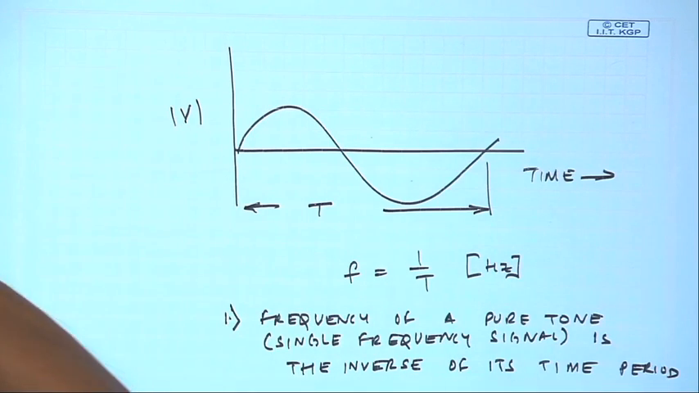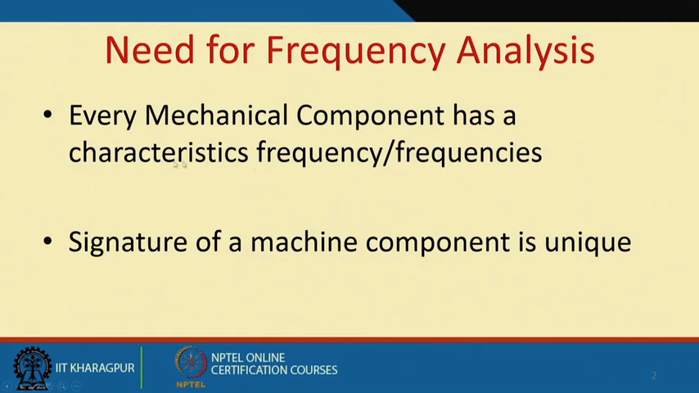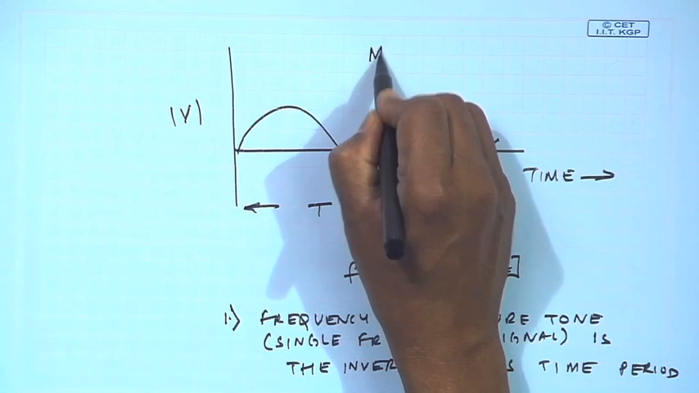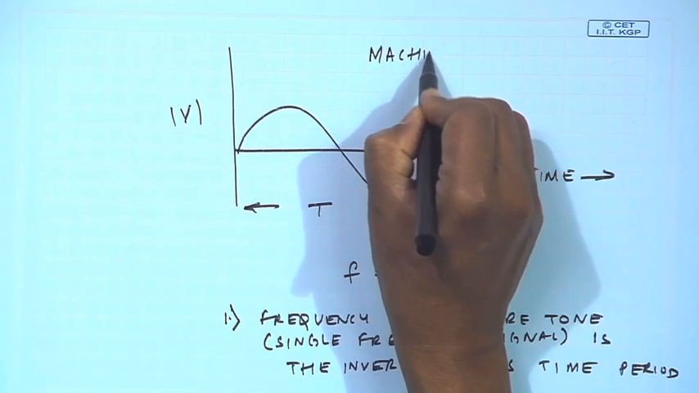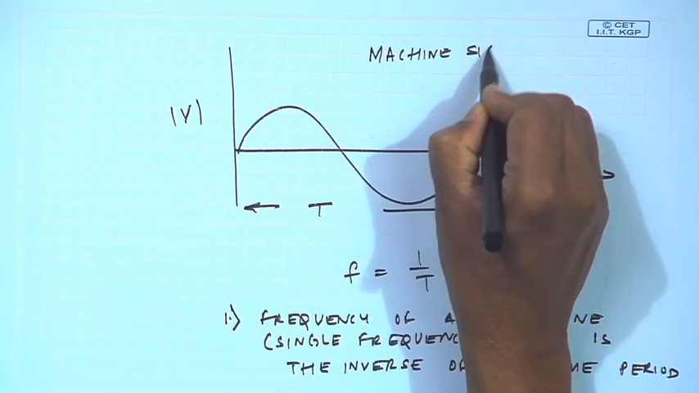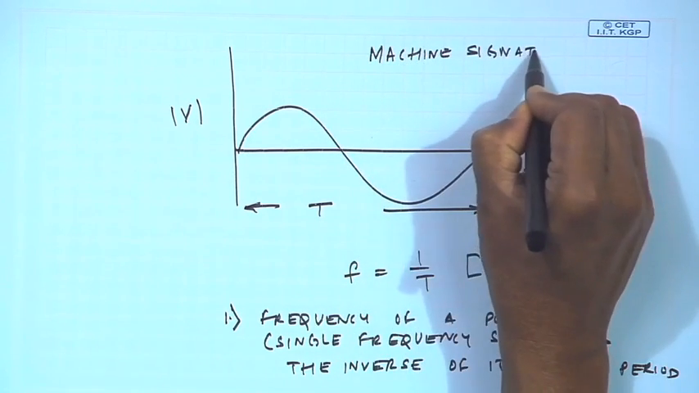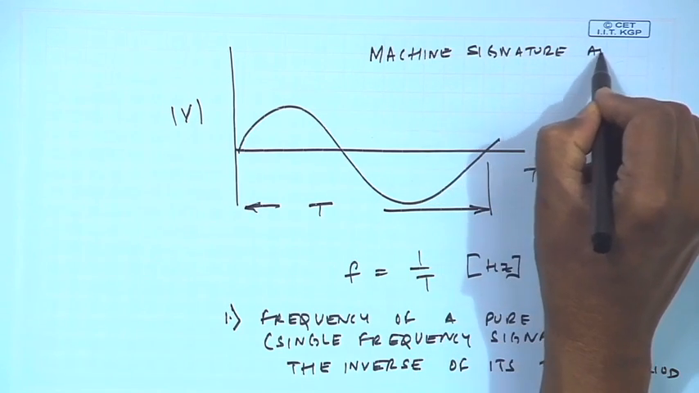But like we had seen in the earlier examples, every machine component has a characteristic frequency or frequencies. The signature of a machine component is unique, and we will try to find out this signature. Another name for this is machine signature analysis.